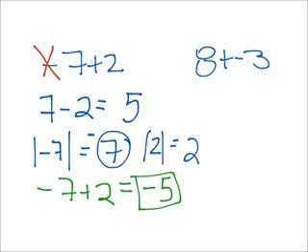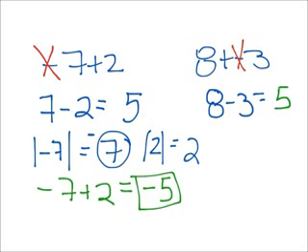Let's take a look at the second one. I have 8 plus -3. So again, the rule told me to change it to subtraction. So I actually want to know, what is 8 minus 3? Again, we are ignoring the sign, and we're just going to subtract as positive. So 8 minus 3 gives me 5.